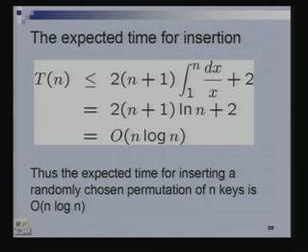There is a particular permutation which is just putting the elements in increasing order. For that, the total time for insertion is n squared. But the average time is n log n. And what is the best time? The best time is also n log n.